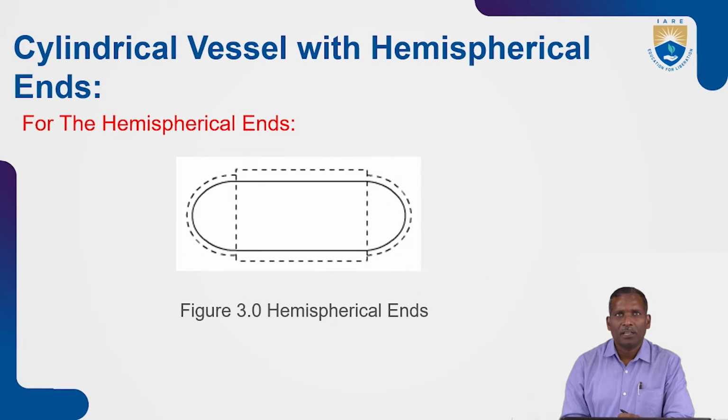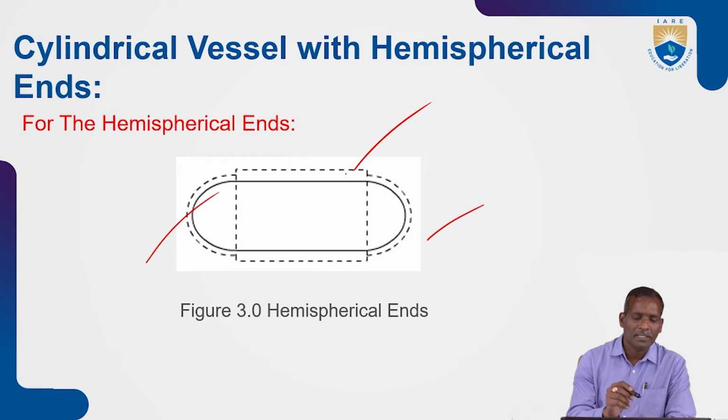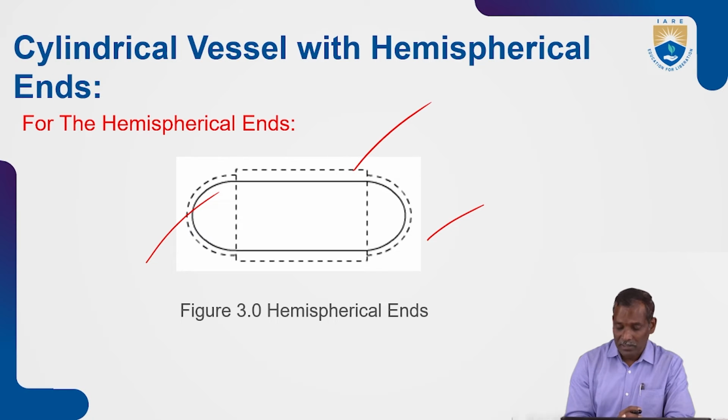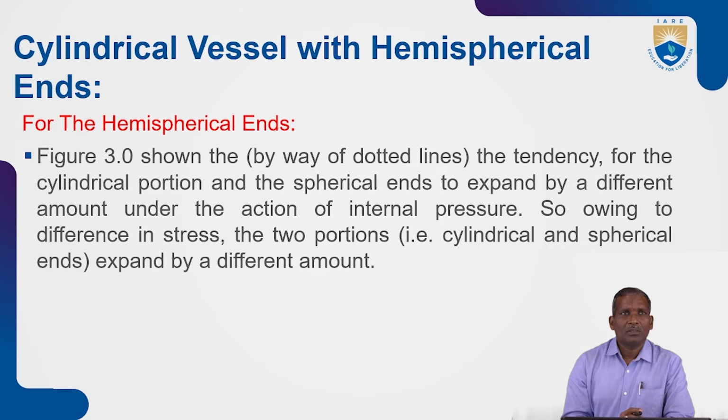Here the diagram is shown, with the hemispherical ends in dotted lines. The dotted lines are increased in their dimension. Whenever internal pressure is induced, the cylindrical walls and hemispherical ends will increase in diameter, and the length also changes after stresses are induced. The cylindrical portion and the spherical ends expand by different amounts under the action of internal pressure.